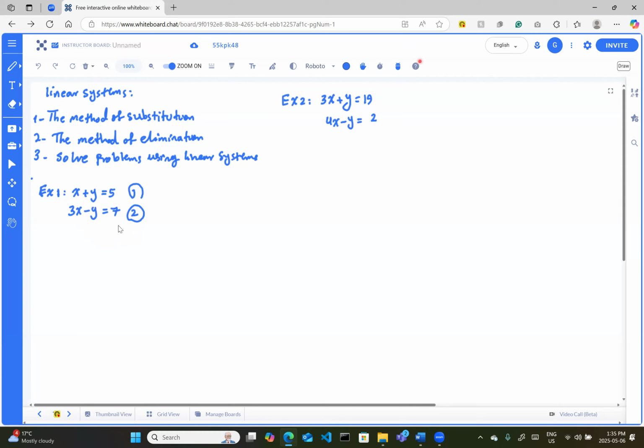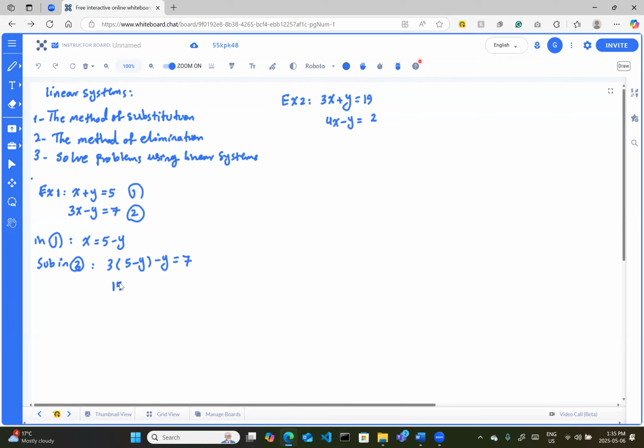in the other one. For example, in the first equation, I'm going to find x, which is 5 minus y. And then I'm going to sub in x in equation number 2. So that means we will have 3 times (5 minus y) equals 7. And then simplify this equation to find y.